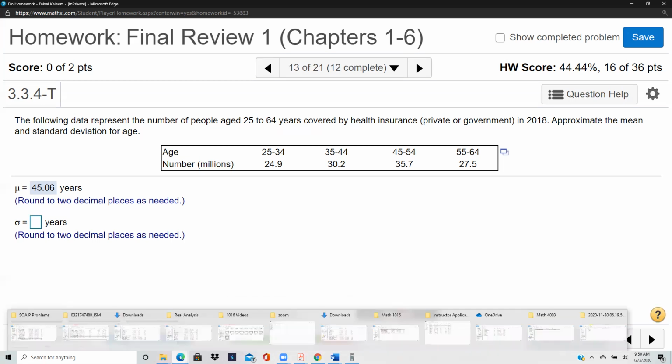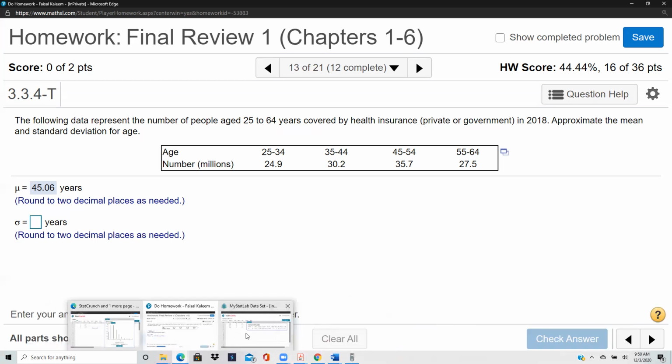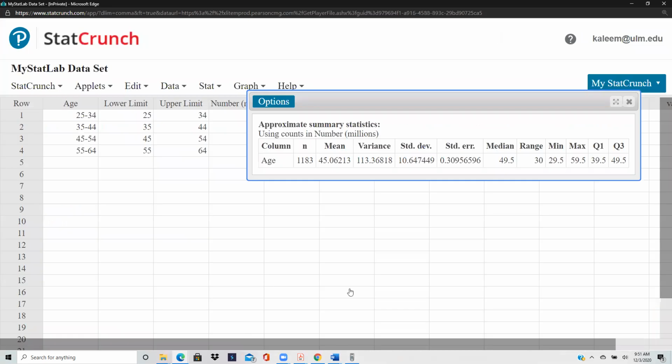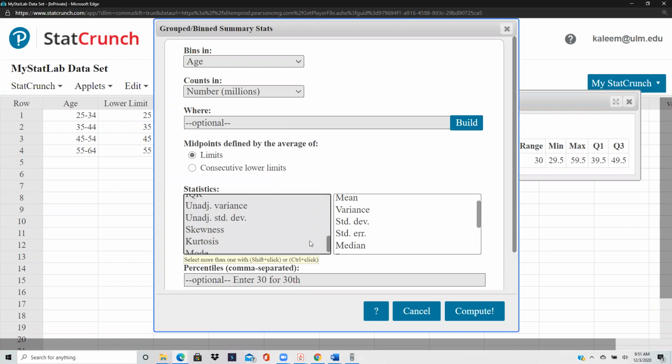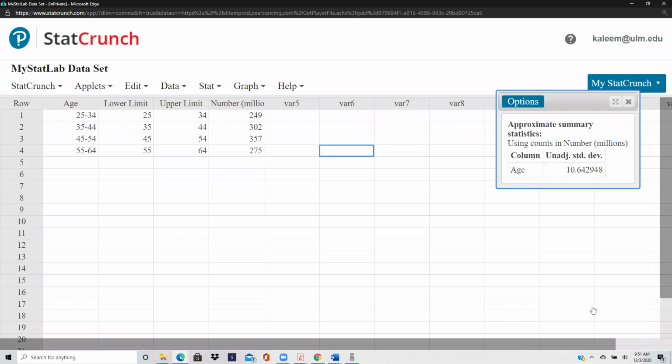So then is that the one that we are looking at, the answer? No, we need the unadjusted. Right. So options, edit. So the unadjusted standard deviation is 10.643.